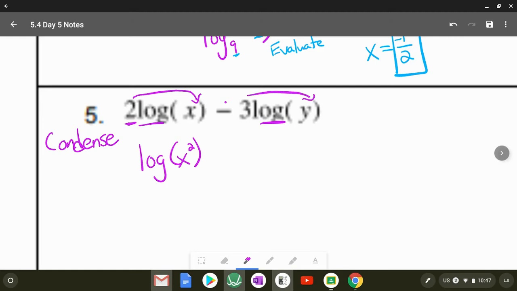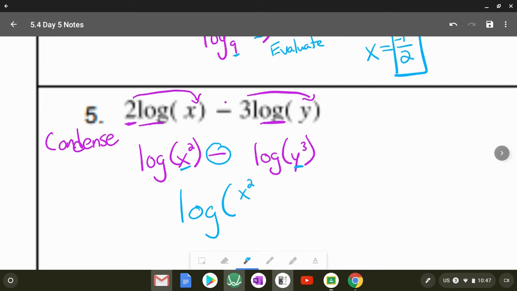For the second one, we would do the same thing. Oh, I'm sorry, we don't have that 3 anymore because we moved it to the inside. And now that everything is on the inside of those logs, we can use the difference property, which means when you subtract 2 logs, you can condense it to a single log by dividing whatever's on the inside. And now that everything is inside that single log, we would look to see if there's anything else on the inside that we can simplify, but there really isn't anything, so we can go ahead and leave it there.